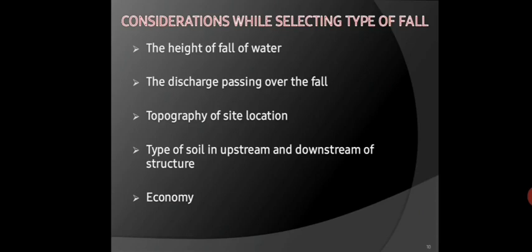So these are the considerations while selecting the type of fall: the height of fall of water, the discharge passing over the fall, topography of site location, type of soil in upstream and downstream of the structure, and economy. So, while selecting the types of fall which are listed in the previous slide, these are the factors that affect the choice.